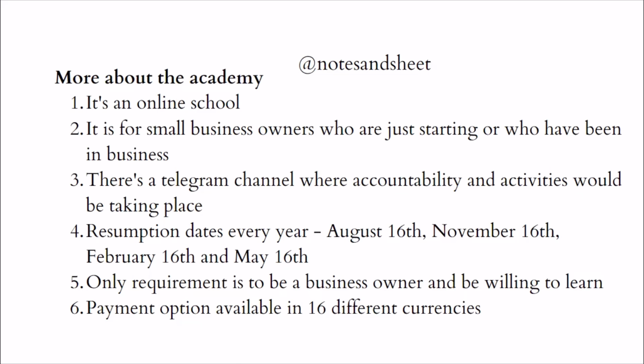Right. So I have 4 resumption dates for this academy in a year: August 16, November 16, February 16, and May 16. The academy is going to be resuming 4 times in a year. Pick any of the dates that suits you. Registration for August 16 closes August 14th. Registration for November 16 closes November 14th. Registration for February 16th closes February 14th. And registration for May 16th closes May 14th.